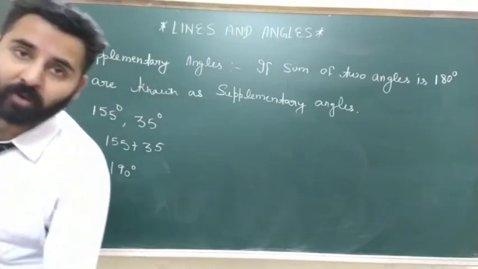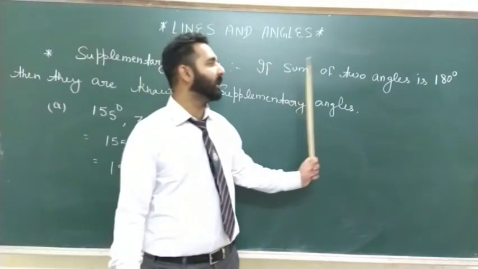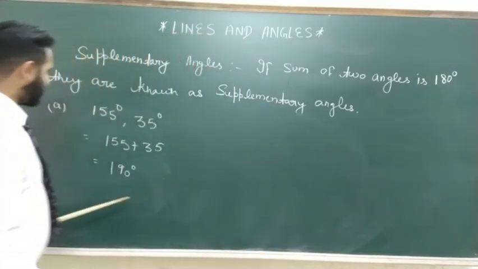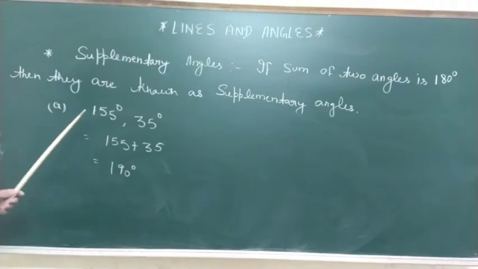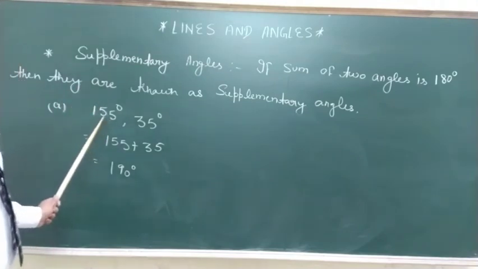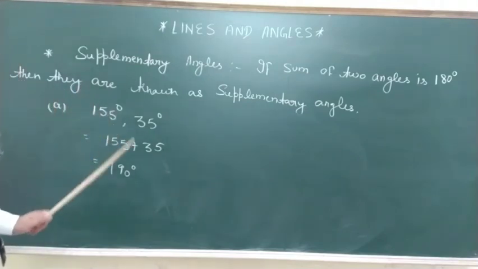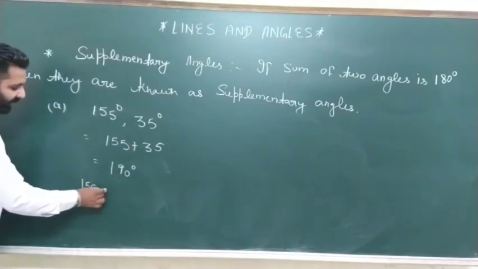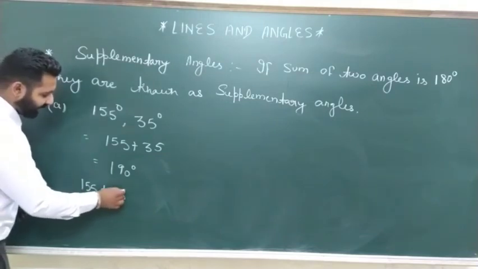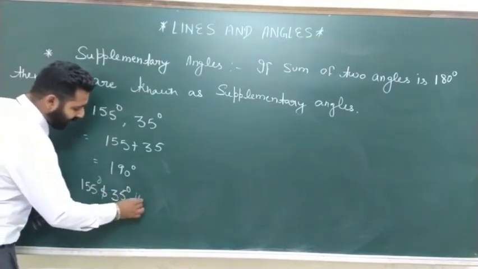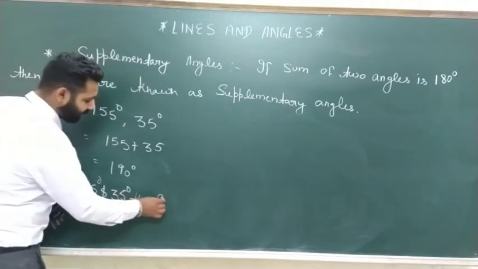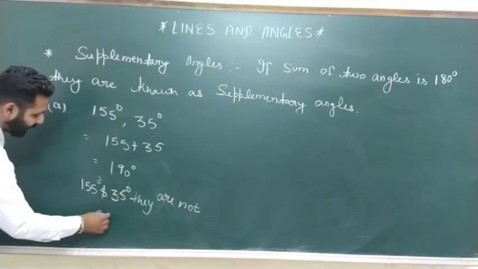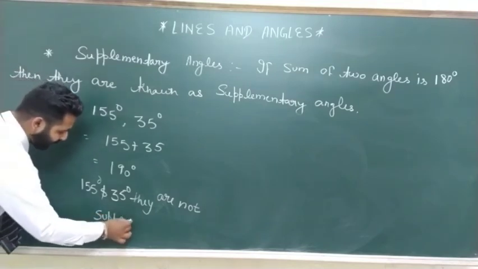But we know in the case of supplementary angles, the sum is 180 degrees. So this is not going to be accepted. We will say 155 degrees and 35 degrees are not supplementary to each other.